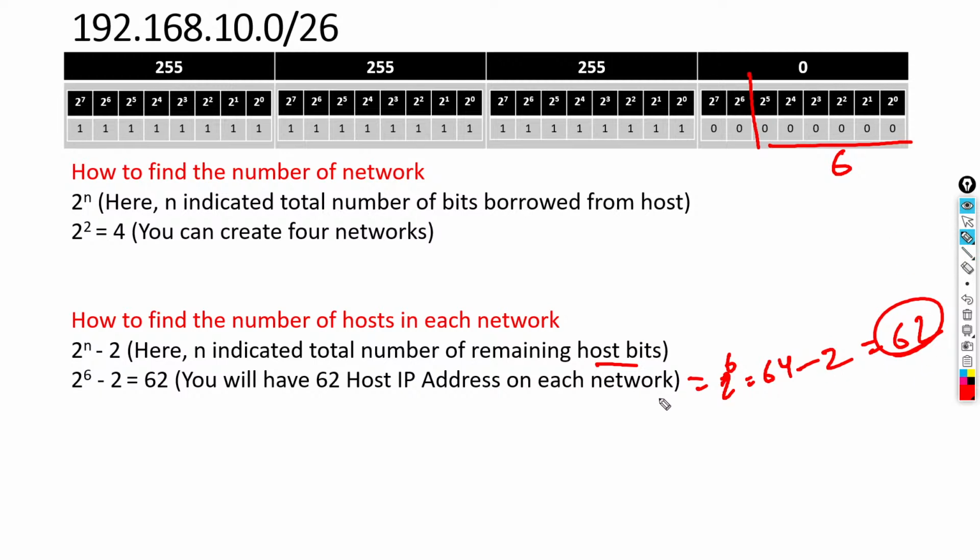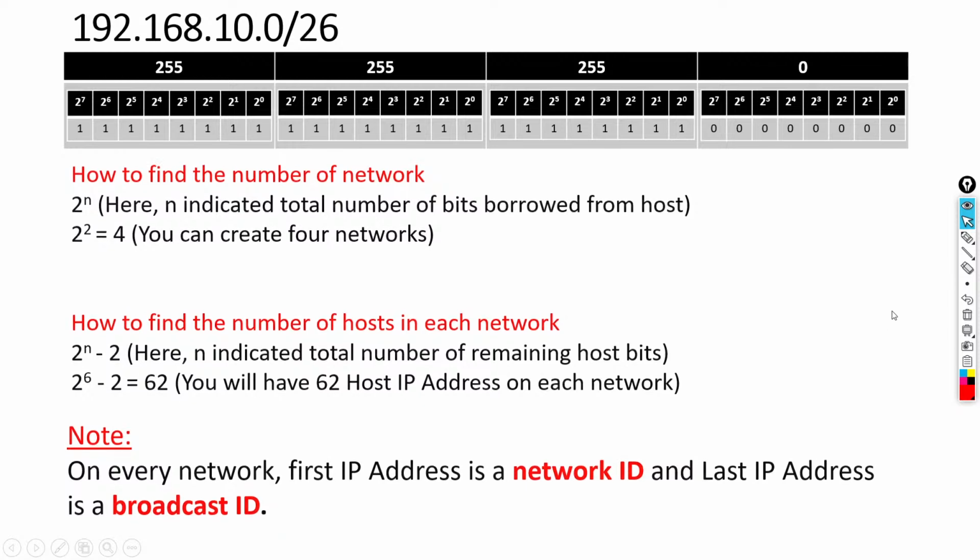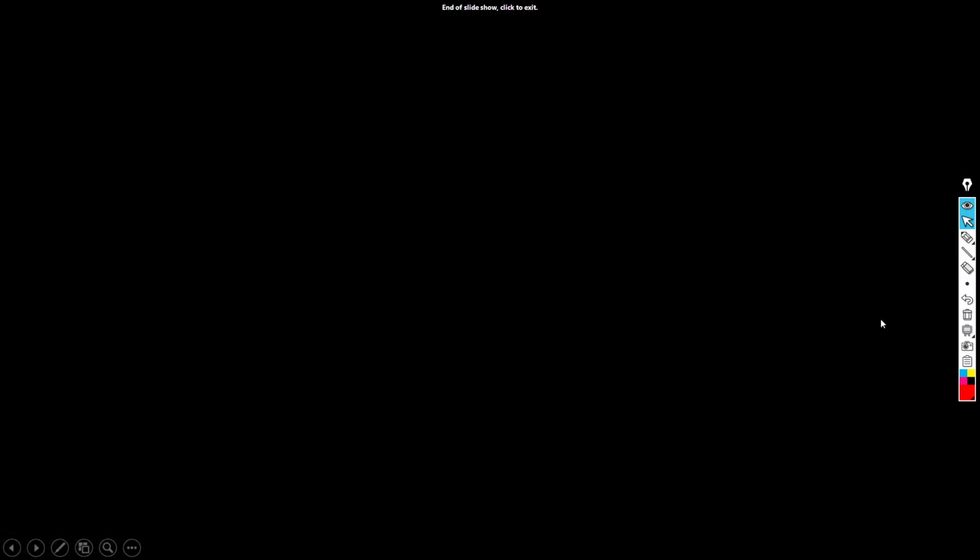So here total number of hosts you will get on each network is 62 IP addresses. That is 62 number of hosts. And as we know, why we have subtracted 2: because on every network first IP address belongs to network ID and last IP address belongs to broadcast ID. Clear? Now let's go forward.